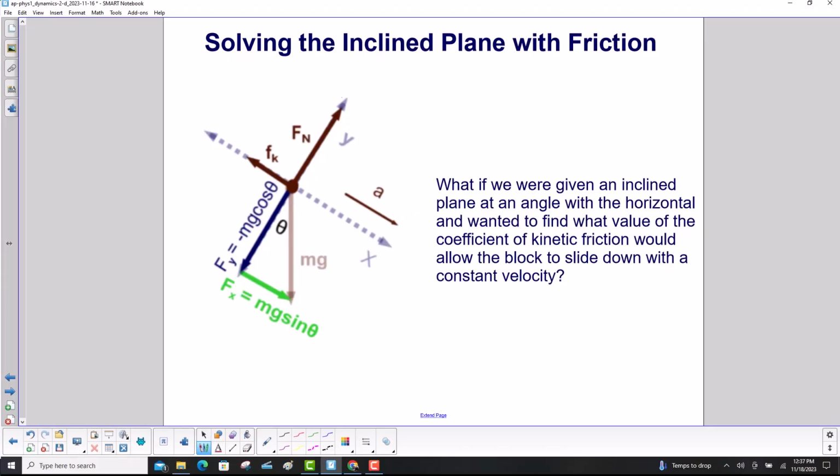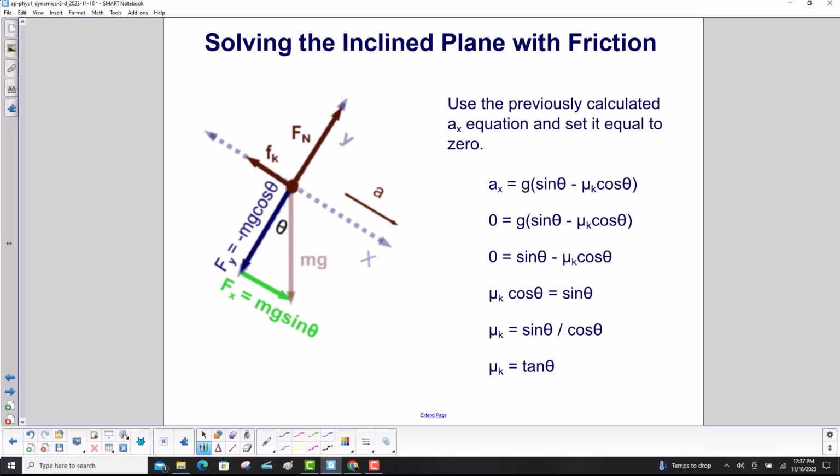What if we were given an inclined plane at an angle with the horizontal and wanted to know what value of the coefficient of kinetic friction would allow the block to slide down with a constant velocity? Which means what? It means a has to be equal to 0, a sub x. Let's use the previously calculated a sub x equation and set it equal to 0, because we have a constant velocity. So a sub x is equal to 0.